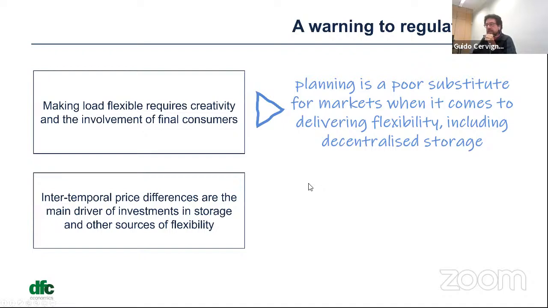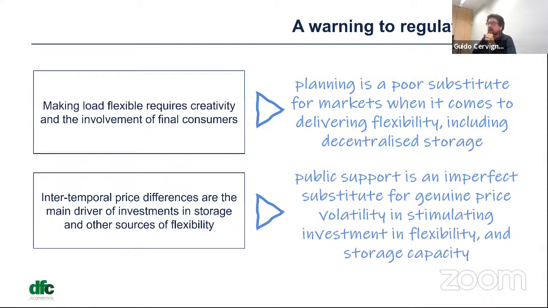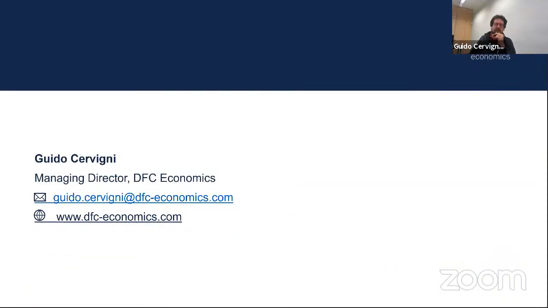The second recommendation is again on intertemporal price differences of the commodity, which are the main driver of storage decisions and development. You can indeed support development of flexibility or genuine demand side response by putting money in, by subsidizing people. You can definitely do that, but that's not a great substitute for genuine price volatility. So in a sense, do not rely on support if the environment and the overall market design is not friendly to flexibility and to storage. That's it on my side. Those are my remarks. So thank you very much.